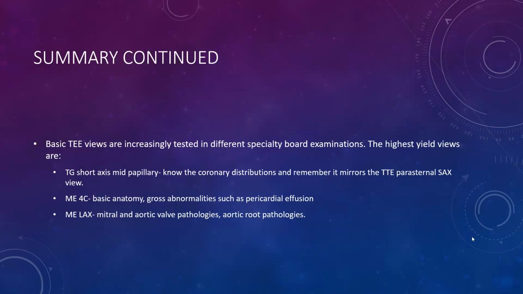That mid-esophageal four-chamber for the basic gross anatomy, and you'll see things like pericardial effusions. They'll give you flail MR or something like that. Usually they'll give you something fairly obvious in that view, or ask you to identify different structures. Remember, if you're in the esophagus, the left atrium is the structure closest to the probe, so you should be able to work it out from there. And then the mid-esophageal long axis, you can see mitral and aortic pathologies as well as aortic root pathologies. This is going to be the view where they ask you about a type A dissection.